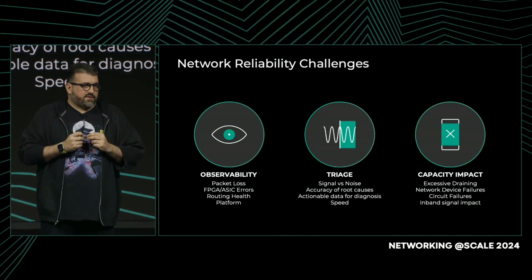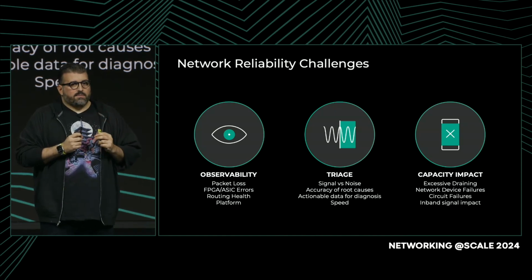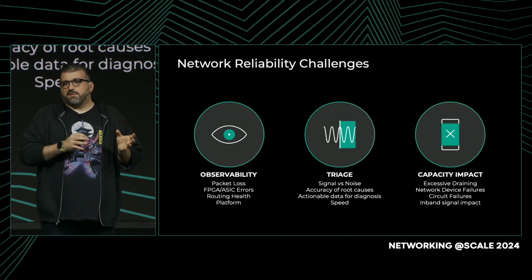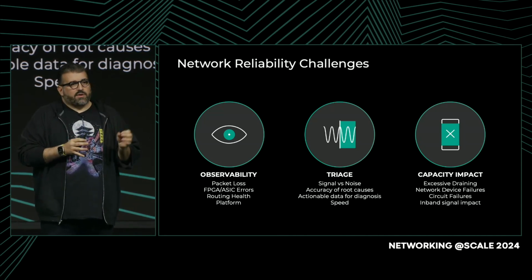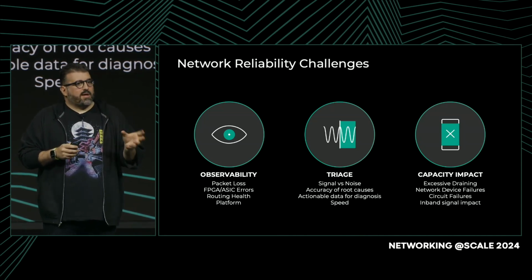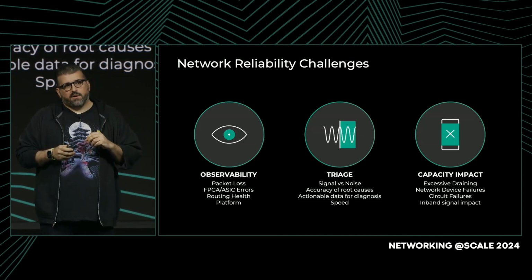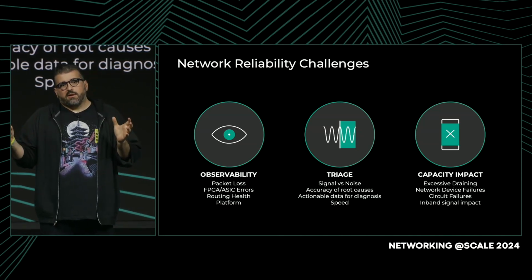And this brings us to the last challenge, which is capacity impact. We have that operational buffer, but especially in the case of AI, capacity is directly tied to performance. So as soon as we take one of these actions and we take one of these devices off the network, we are essentially less redundant.